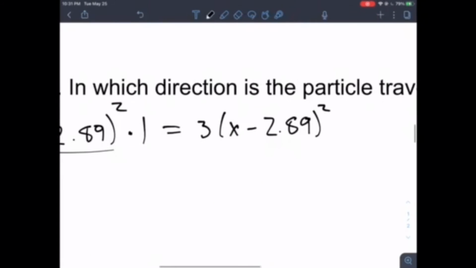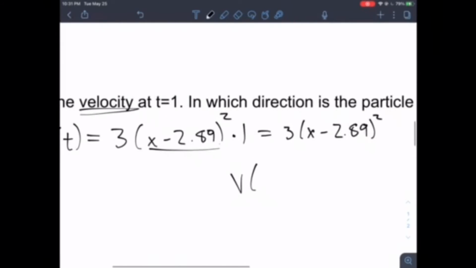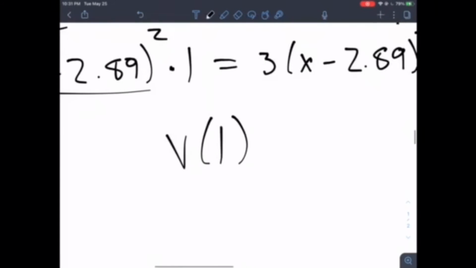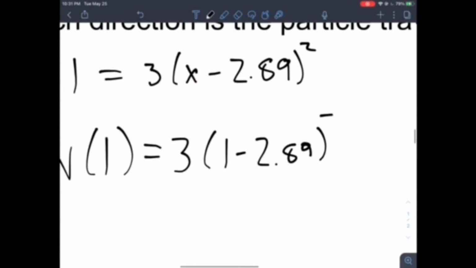x minus 2.89, and squared. So, we have to find this at t equals 1. So, v of 1 equals 1 minus 2.89 squared.